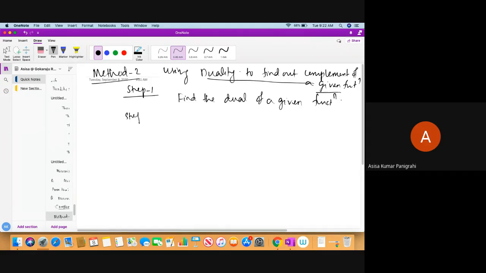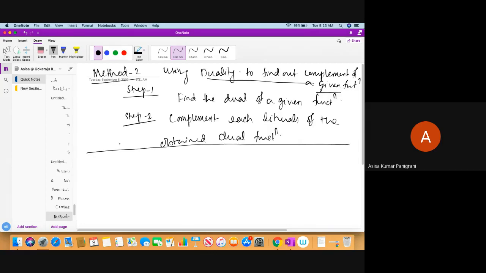Step 2 is nothing else, complement each literal. After finding the dual, just complement each literal of the obtained dual function. Okay, do you understand, students? This is step 2. So using these 2 steps, I have to find out the complement.